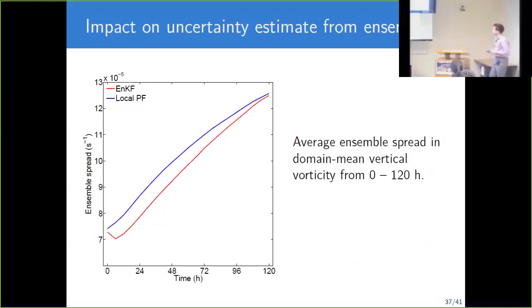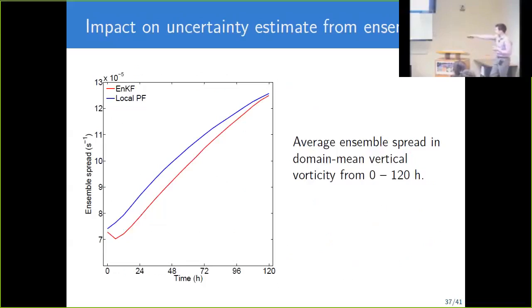And so if you look at the ensemble spread in vorticity for the particle filter compared to the ENKF, they're very, very different. And so what I'm showing here is the evolution of the variance in the vorticity over this five-hour period for the particle filter and the ENKF. And at the initial time, they're quite close. The particle filter has a little extra spread, but it's relatively close to the ENKF.